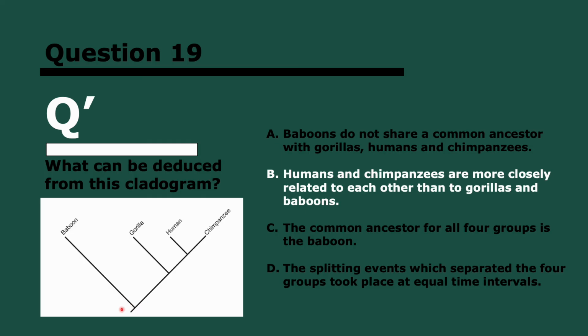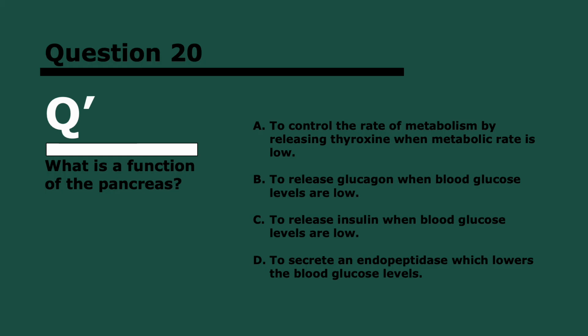Here's the common ancestor between gorillas and humans and chimpanzees and baboons. Then the common ancestor for all 4 groups is the baboon. That's not true. The common ancestor, again, is here at this node, right? The baboon diverged from that. And then the splitting events which separated the 4 groups took place at equal time intervals. That's not true because remember, in a cladogram, time intervals are represented by the length of the branch, and these branches are all of different lengths, showing different time intervals.